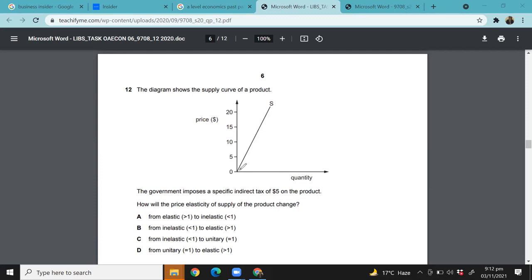Right? So the only explanation that I could think of was that unitary, if it's starting from the origin, it's unitary elastic, which means that the value is equal to 1, right? And since there is only one option that says from unitary to something else, the answer would be D. That's the only one. There's no quantity marked on it. It says from unitary, like equals to 1, right?